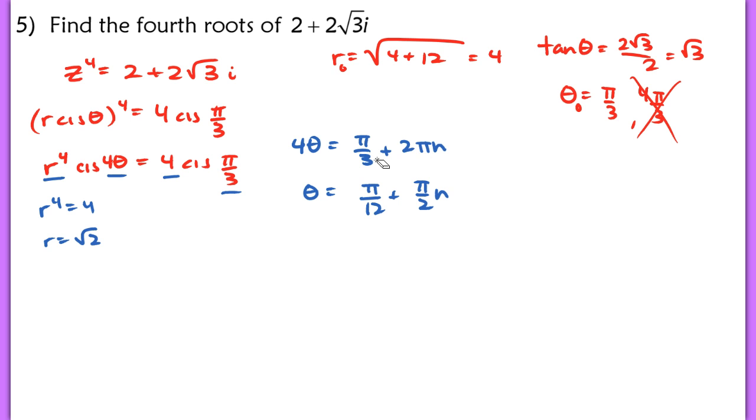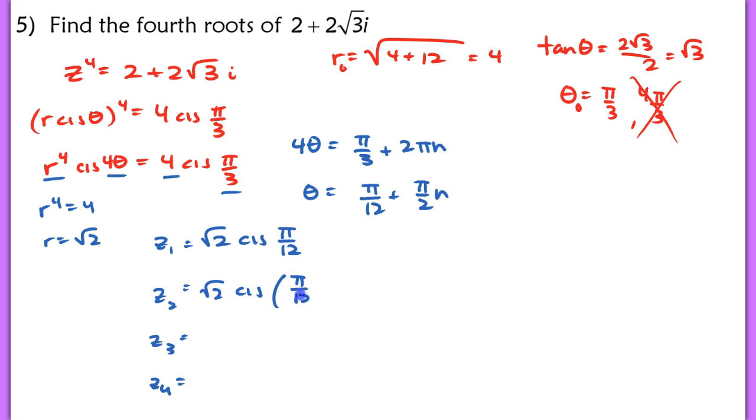All right, now if we want to list our fourth roots here, we have z sub 1, z sub 2, z sub 3, and z sub 4. So z sub 1 is going to be root 2, that's my r value, times cis of pi over 12. Now z sub 2 will be root 2 cis pi over 12 plus pi over 2. So what is that? 6 twelfths pi. So we have 7 twelfths pi here after we simplify.